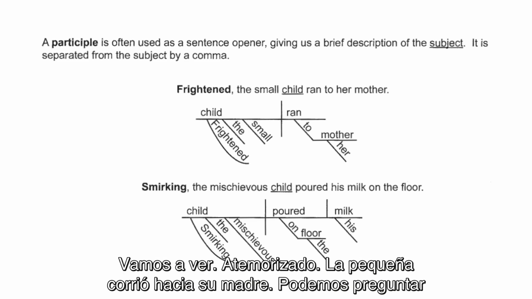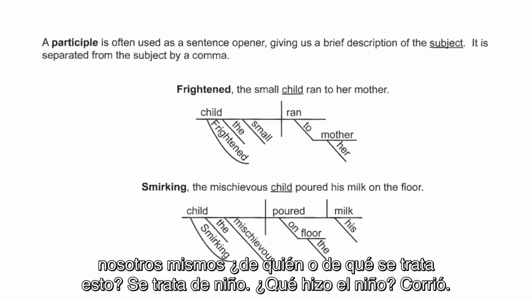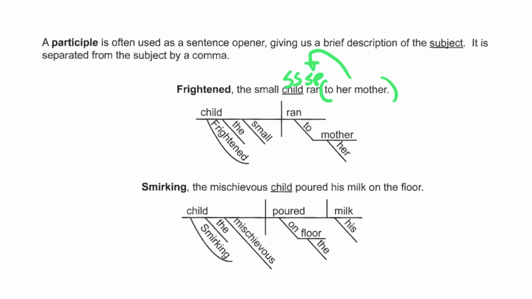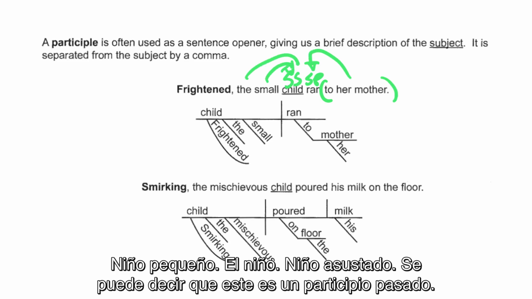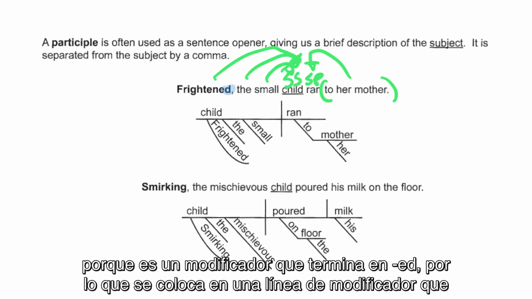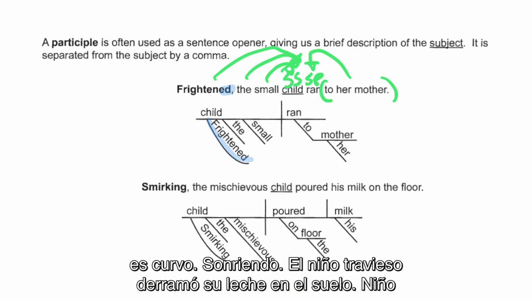Let's take a look. Frightened, the small child ran to her mother. We can ask ourselves, who or what is this about? It's about child. What did the child do? Ran. Small child, the child, frightened child. You can tell this is a past participle because it is a modifier ending in that ed. So it is put on a modifier line that is curved.